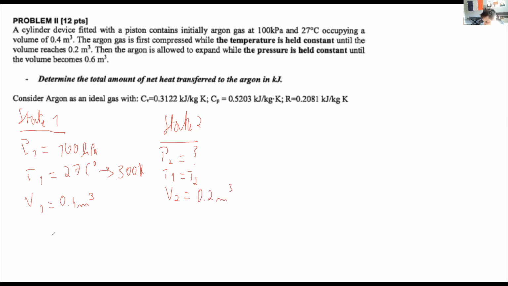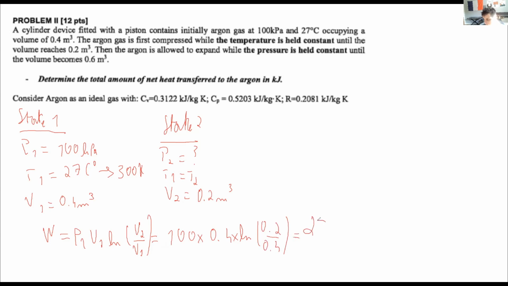So just like with the other one, take work equal to P1 V1 ln of V2 over V1. It's P2 that we don't know, but we don't really care because we don't use P2. So we just have to plug in everything: 100 times 0.4 ln of 0.2 divided by 0.4, which is going to give you 0.5. And that gives you a work of 27.76 kilojoule. Okay, so this is for the first process, state 1 to 2.